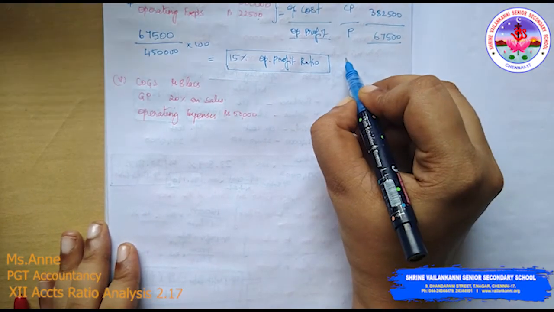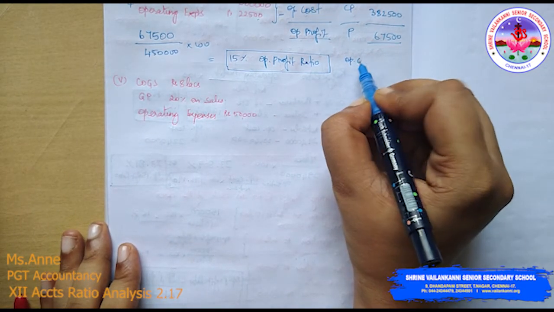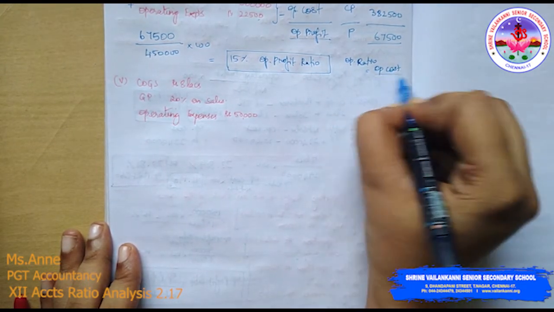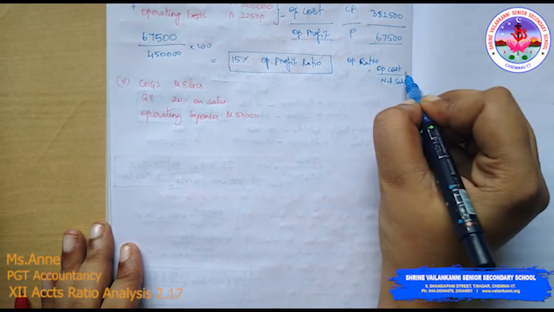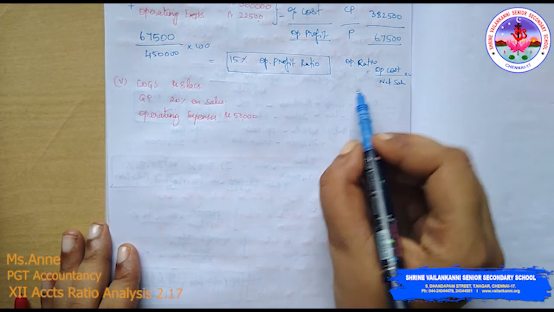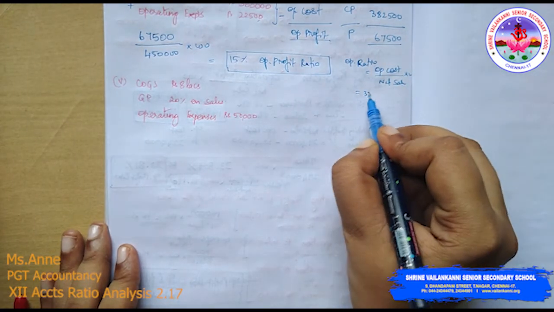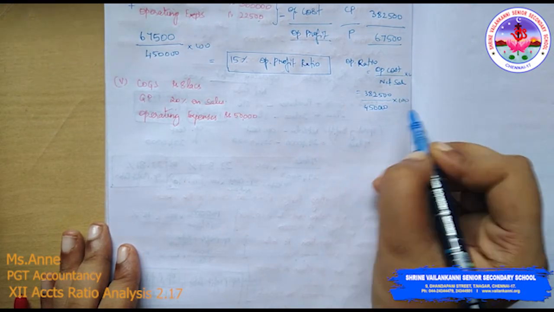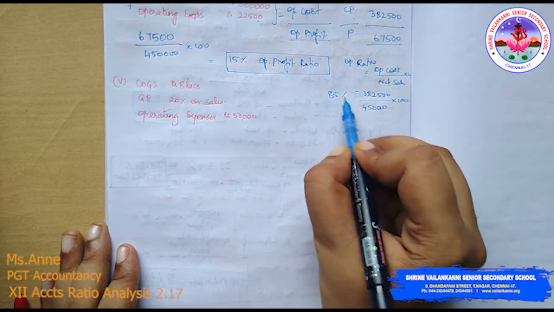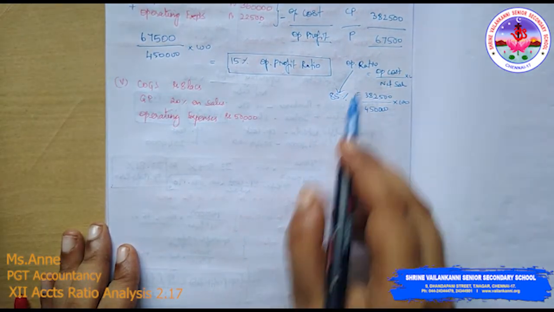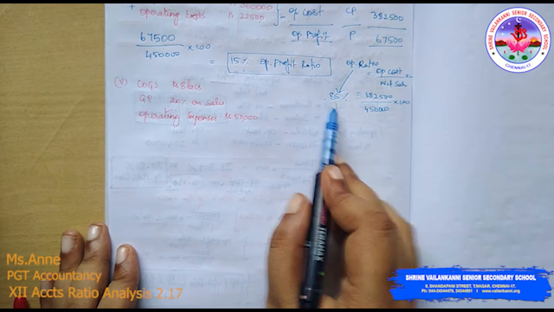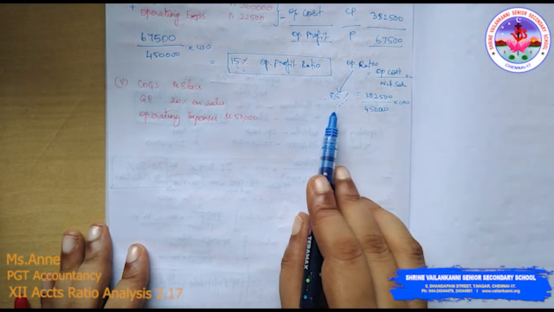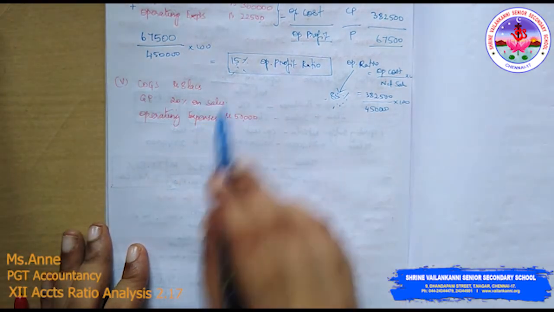If I want operating cost ratio, operating ratio, what should I do? Operating ratio is equal to operating cost divided by net sales into 100. Operating cost I have 3,82,500 divided by 4,50,000 into 100. What is the ratio? You get 85% to be your operating ratio. See, these both are complementary. These both make 100%. So if you deduct 85 from 100, you get 15, and if you deduct 15 from 100, you get 85. So this is what we have to understand.